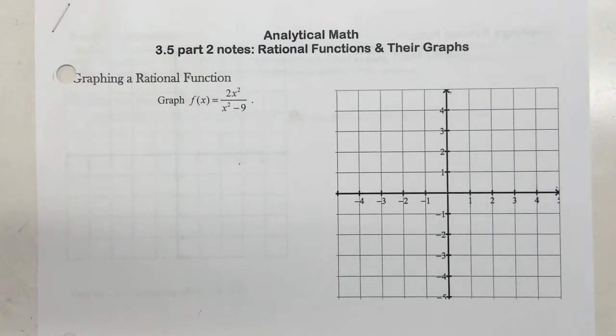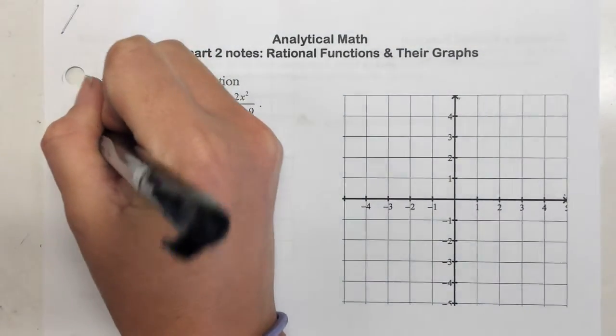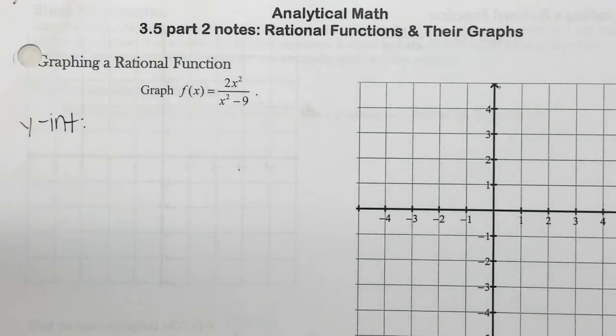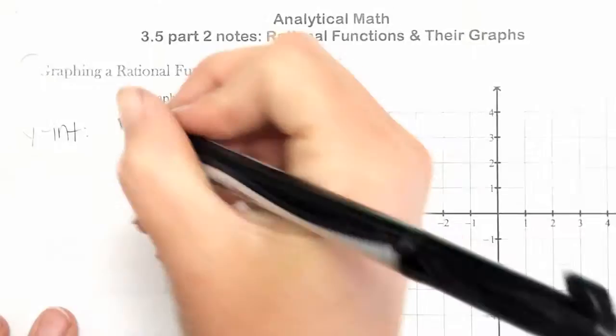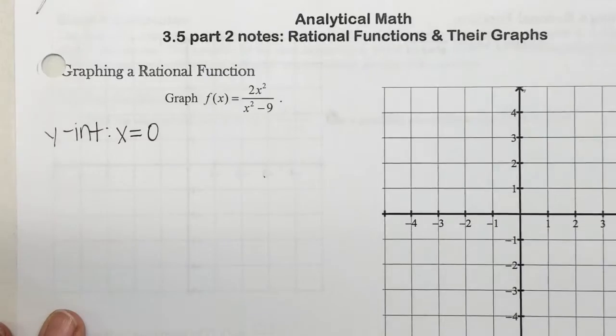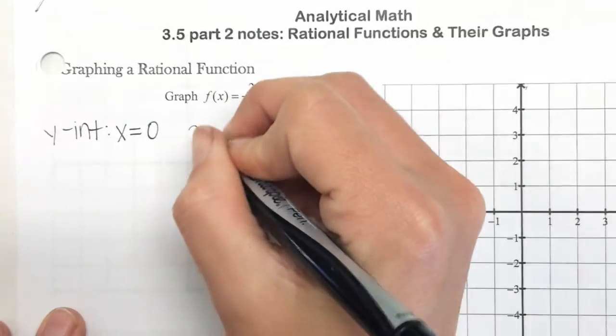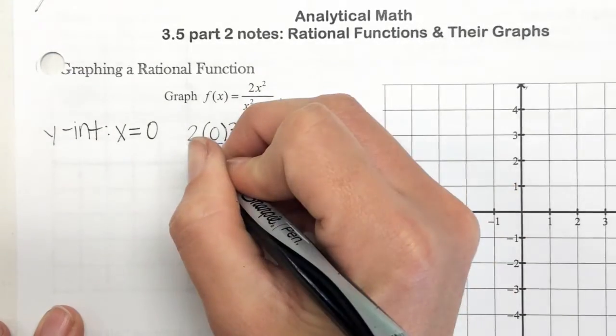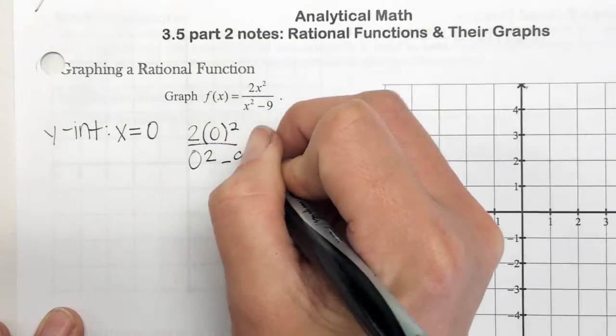is the y-intercept. Write that down, y-intercept. And tell me how we find a y-intercept. Good. Set x to 0. So up top we'll have 2 times 0 squared. Again, just plugging in 0 for x. And then 0 squared minus 9.